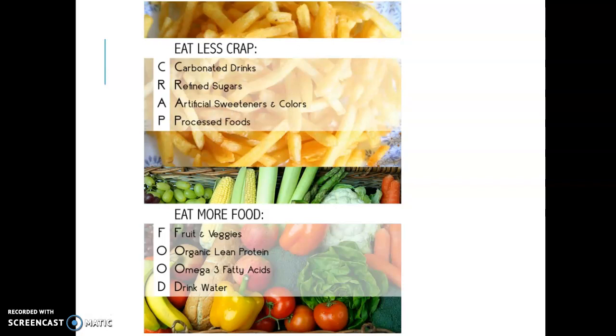All right, so to sum it up, eat less crap: fewer carbonated drinks, refined sugars, artificial sweeteners and colors, and processed foods. You want to eat more food. What does that stand for? Well, fruits and vegetables, organic lean protein, mainly the lean protein, omega-3 fatty acids, and drink water. If you can follow these simple rules, eat more fruits and vegetables, less processed food, and more water, that will go a long way in helping you have better nutrition.